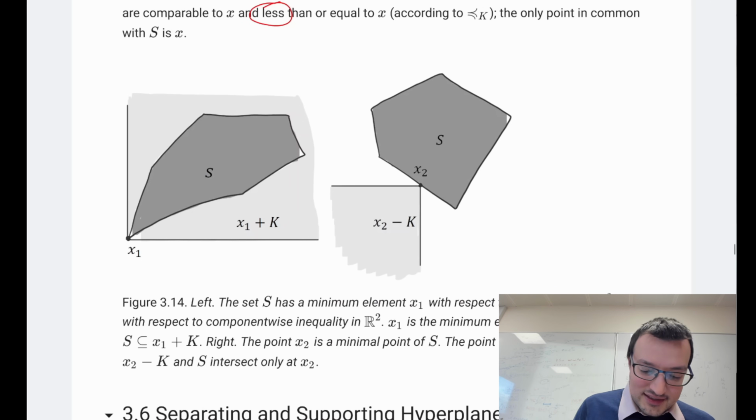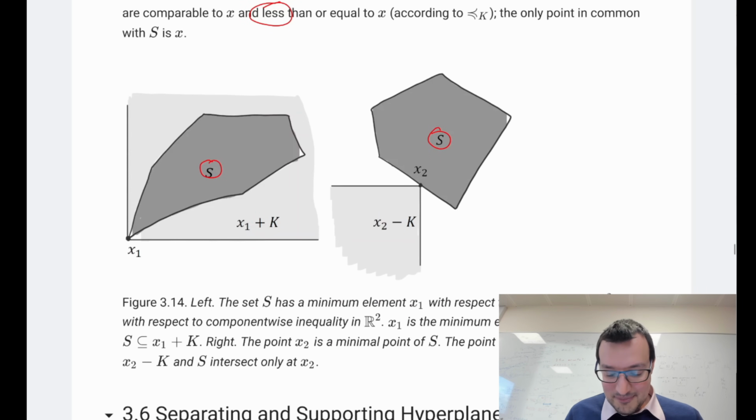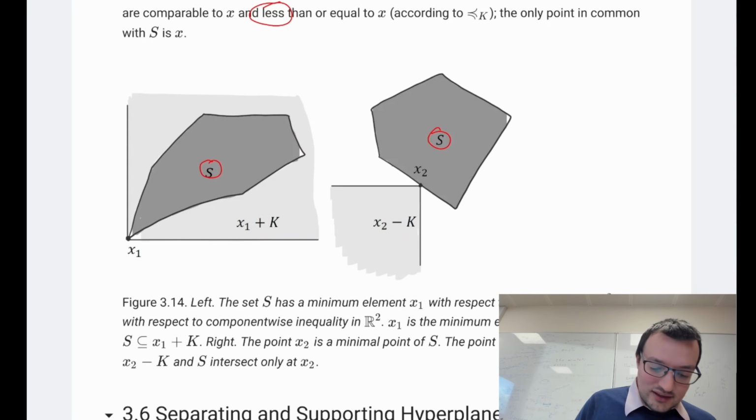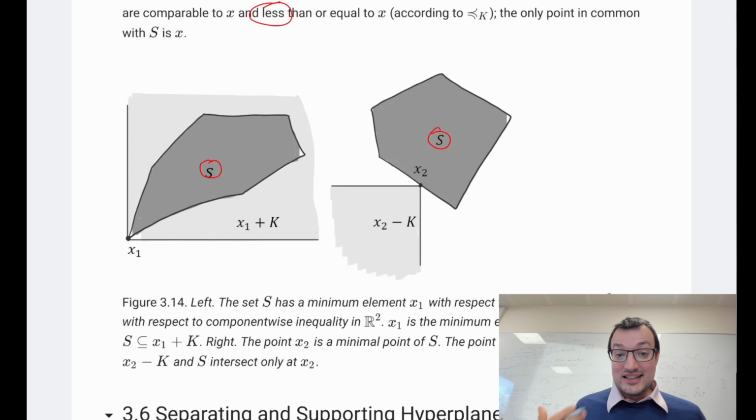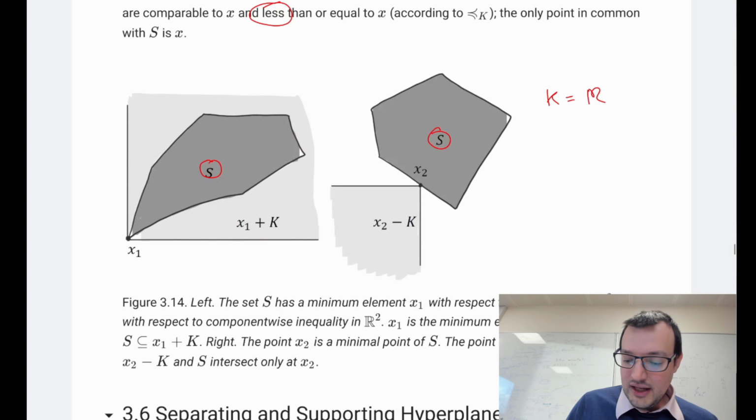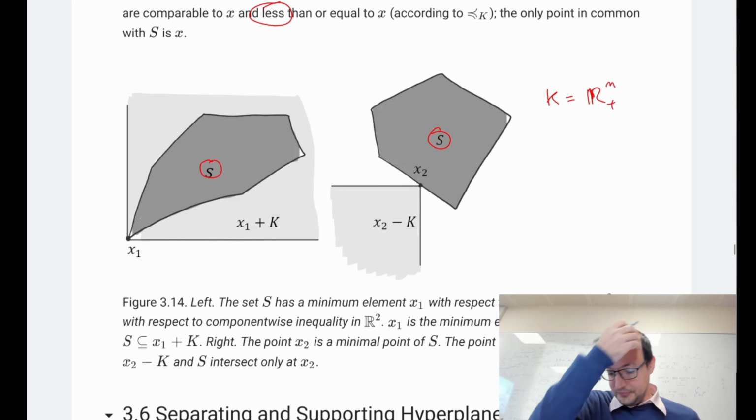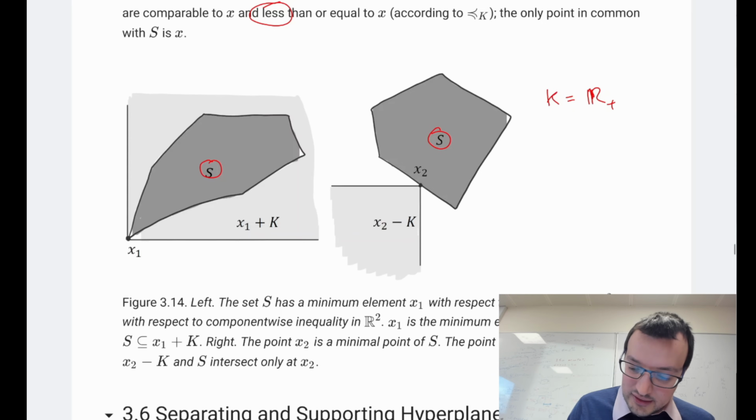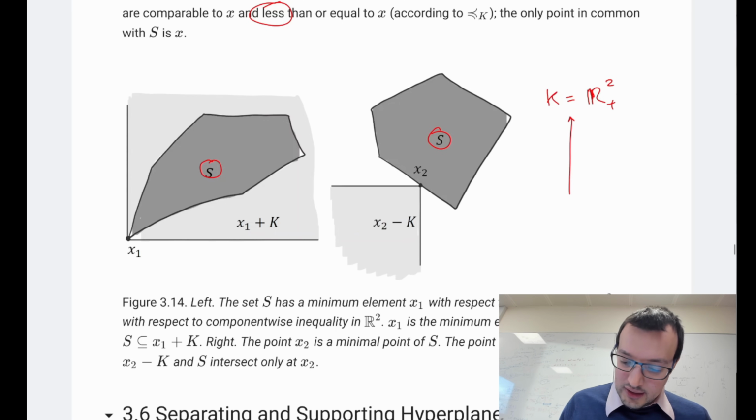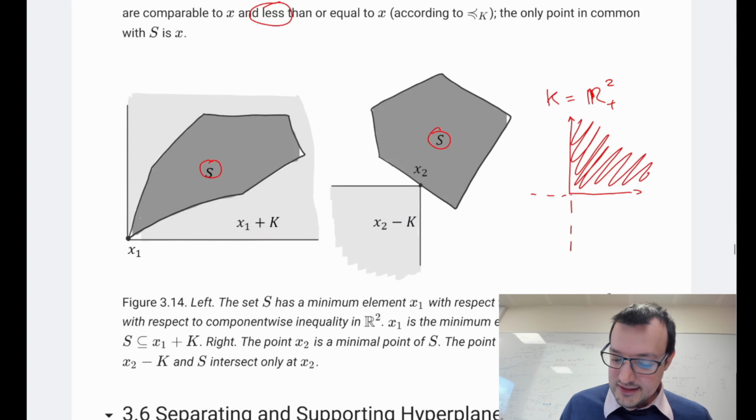So we have two sets S here. In one case, we can identify a minimum point with respect to the standard generalized inequality. And in the other case, we can identify minimal points. Here we are using as a proper cone the non-negative orthant, R plus, and of course we are in the plane, so this is R plus 2. And we know that this cone is essentially, if we trace it, this set over here.